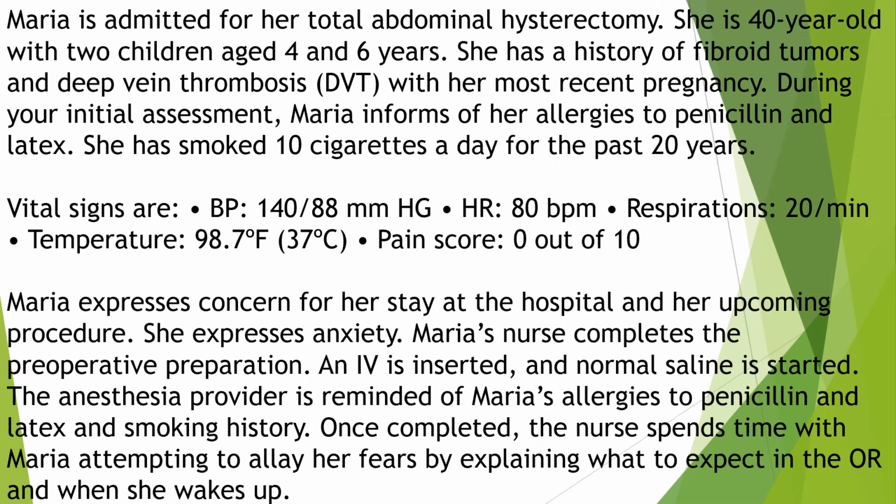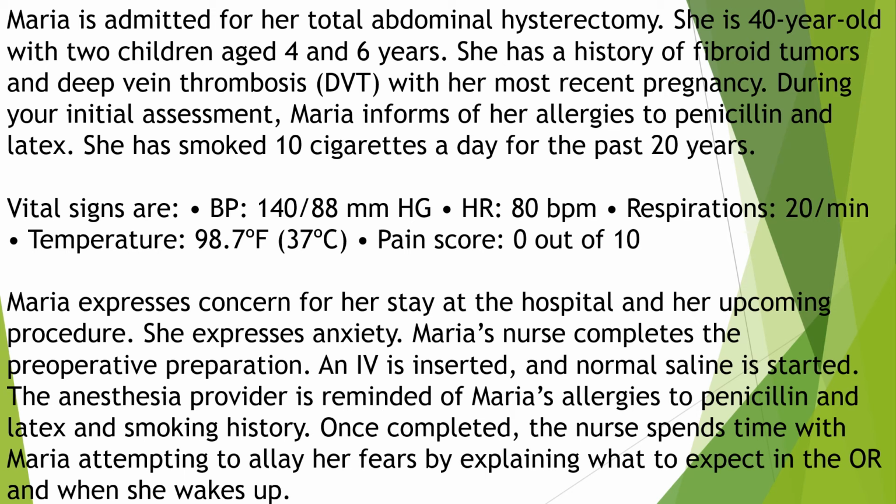Maria is admitted for her total abdominal hysterectomy. She is a 40-year-old with two children aged 4 and 6 years. She has a history of fibroid tumors and deep vein thrombosis with her most recent pregnancy. During her initial assessment, Maria informs of her allergies to penicillin and latex. She has smoked 10 cigarettes a day for the past 20 years.